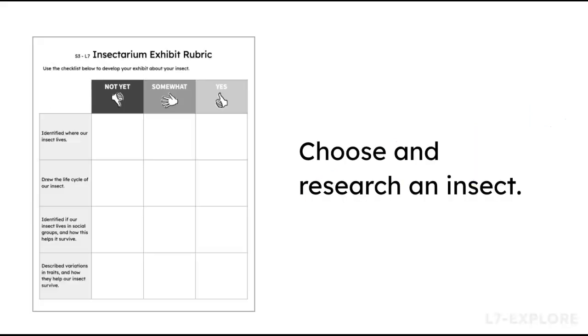You'll place students into 6 groups. Once they are in their groups, you'll allow them to choose one insect to research. You'll provide students with the Insectarium exhibit, rubric, student journal page, and review the expectations with students. You'll then provide them with the research materials they will need to learn more about their insect. Students can also find additional information online. Students should look for information about the life cycle, variation in traits, and social behavior of their insect.